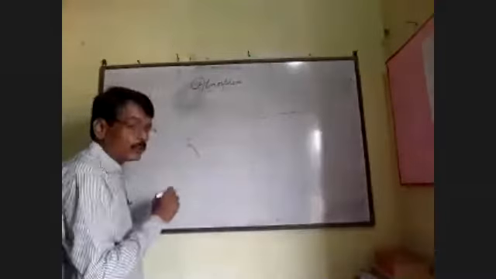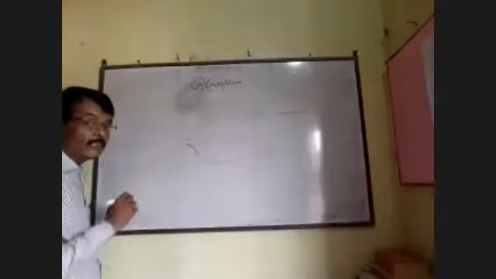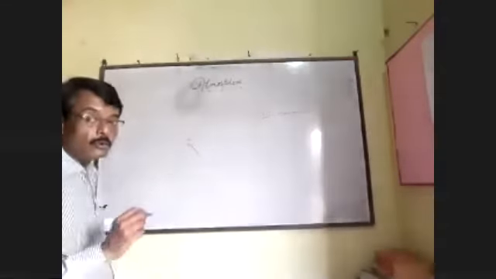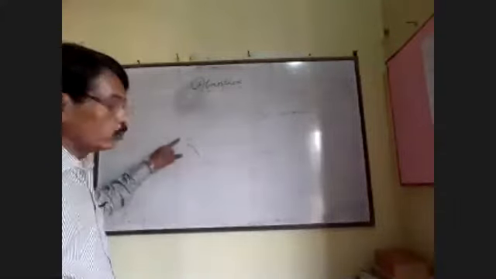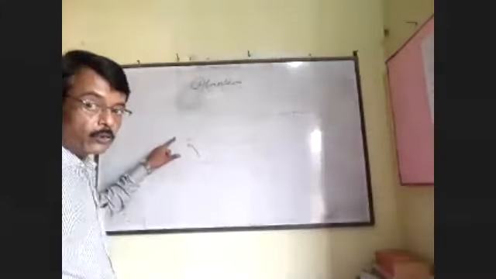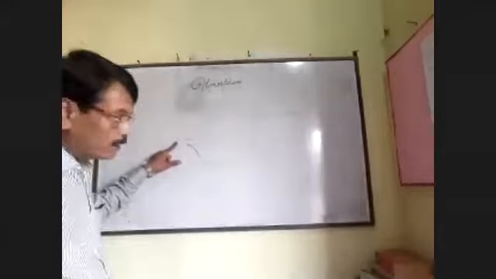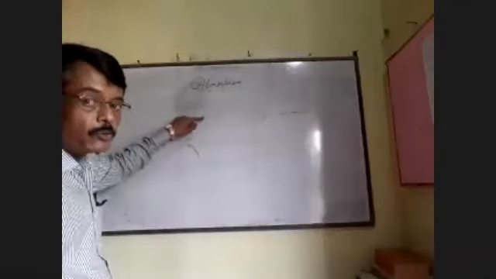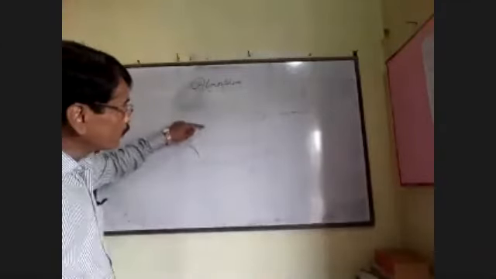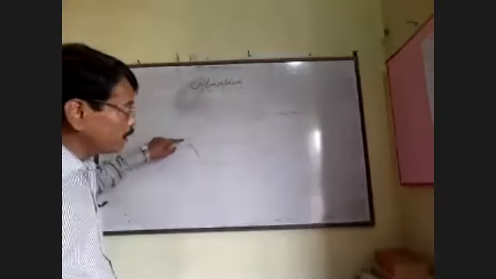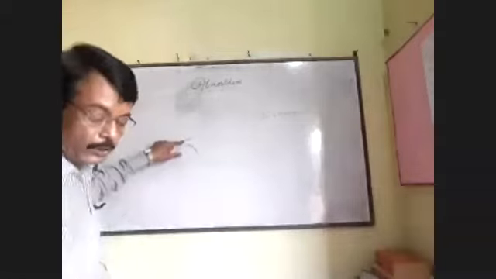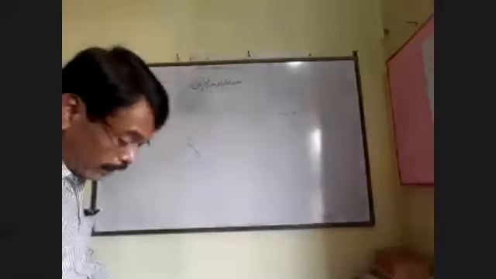In the southern hemisphere, it is moving from the south towards the east, so the name of this wind is southeast trade winds. And in the northern hemisphere, it is moving from the north side towards the east, so it is known as northeast trade winds. Clear?